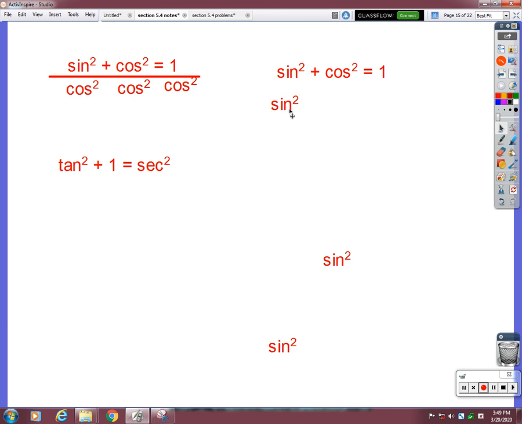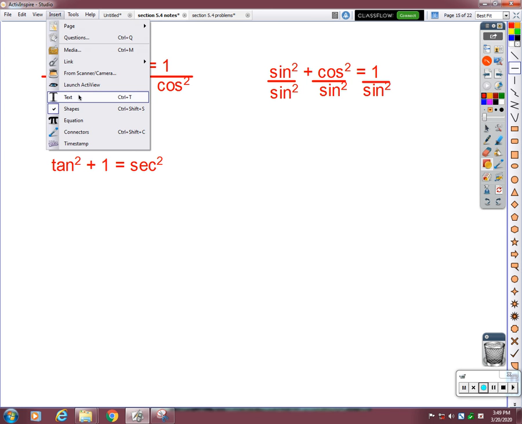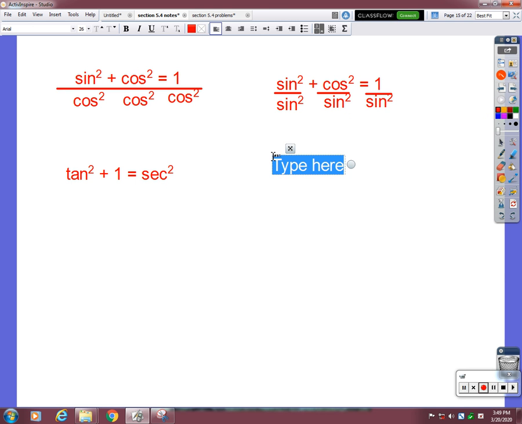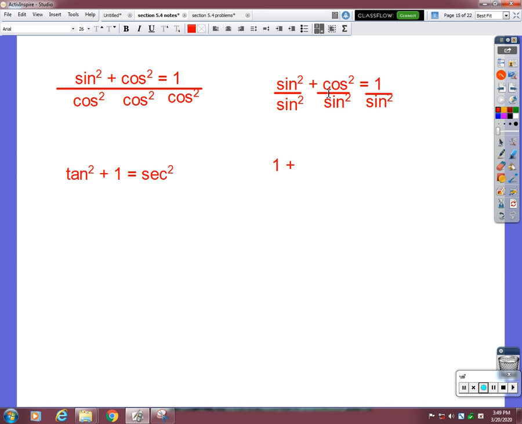Okay, so I'm going to divide everything this time by sine squared. Let's be a little bit more thoughtful about how we make our fractions this time. So I'm dividing this, this, and this. As we did before, sine squared divided by sine squared is 1. Cosine squared divided by sine squared, going back to these identities, cosine divided by sine is cotangent, so cosine squared divided by sine squared is cotangent squared.